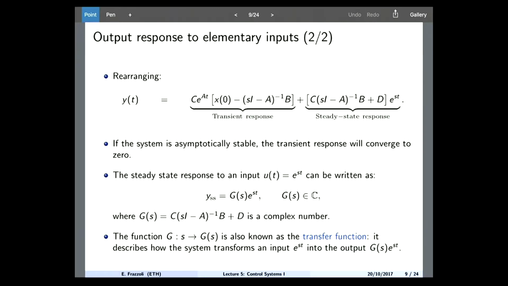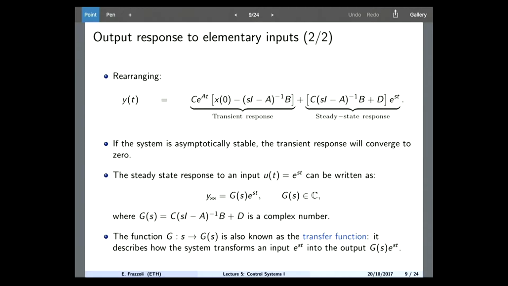Now, G of S for any particular choice of S would be a complex number, in general. If I think of G of S as a function of S, then I call this function G of S, defined as C times (sI minus A) inverse times B plus D, the transfer function. Okay? What is this transfer function? Essentially, for any value of s, where s is a complex number, it gives me how the input is translated into an output in steady state.